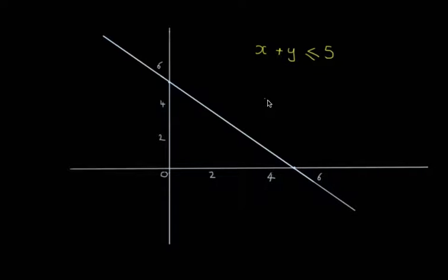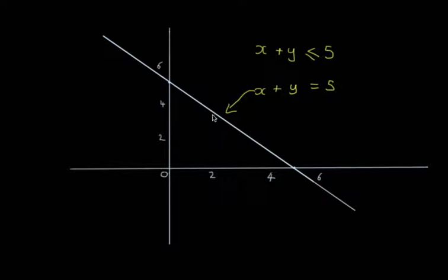Now if we were to think of the line x plus y equals 5, this has been graphed here. So when x is 0, y is 5. When y is 0, x is 5, so that goes through here.